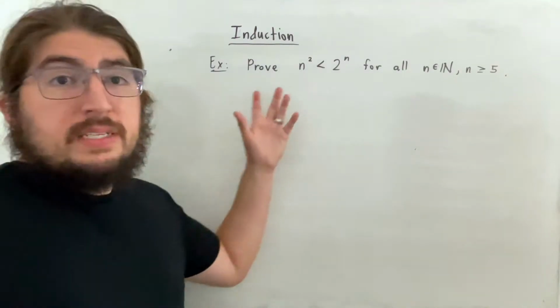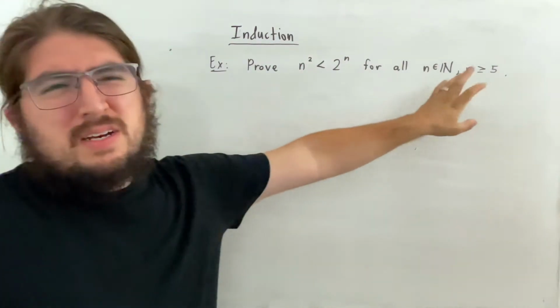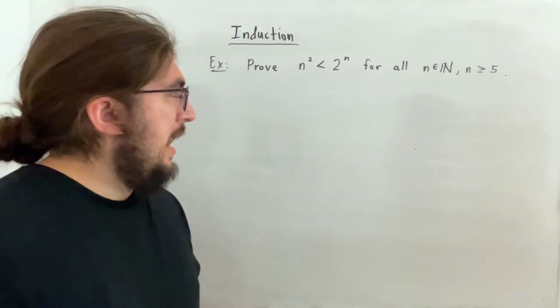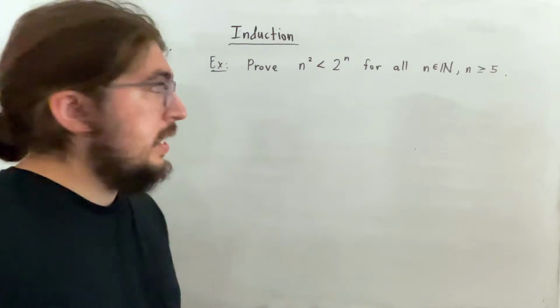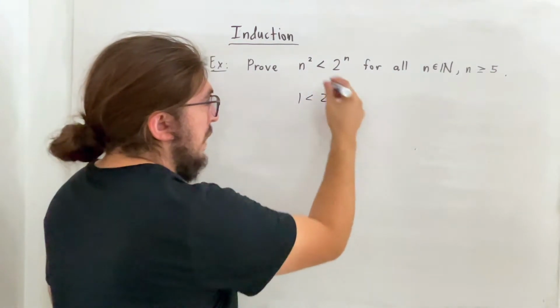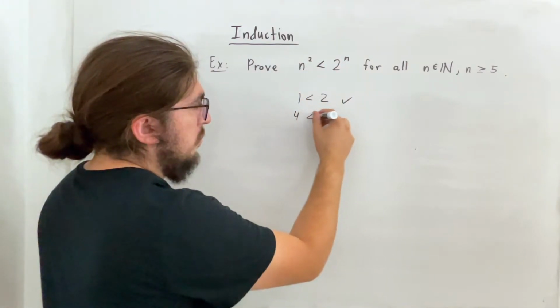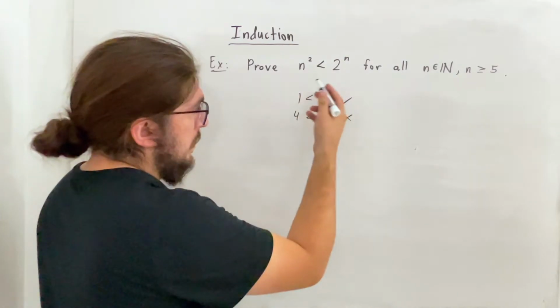Now we have this inequality we're trying to show is true, not for all natural numbers n, but actually for all natural numbers that are bigger than or equal to 5. I think that's pretty obvious once you start to evaluate this at some numbers. When n is equal to 1, that's certainly true. When n is equal to 2, you have 2 to the 2 is 4, so 4 is equal to 4, so that's not true. What about when you plug in 3?